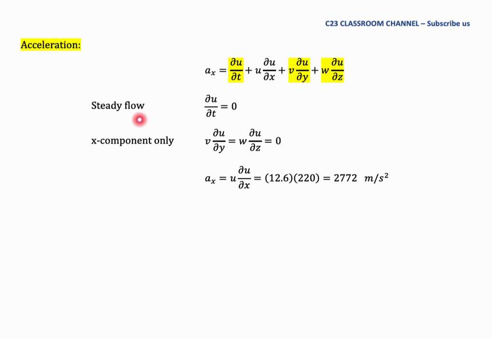Because it is a steady flow, we assume that del u over del t is equal to 0, and we only have the x component, so v and w are equal to 0, so we can cancel these two terms. So finally we can calculate the acceleration for the x direction as u del u over del x. We have u as 12.6 meters per second from the question, and del u over del x was calculated previously as 220, so we get 2772 meters per second squared.